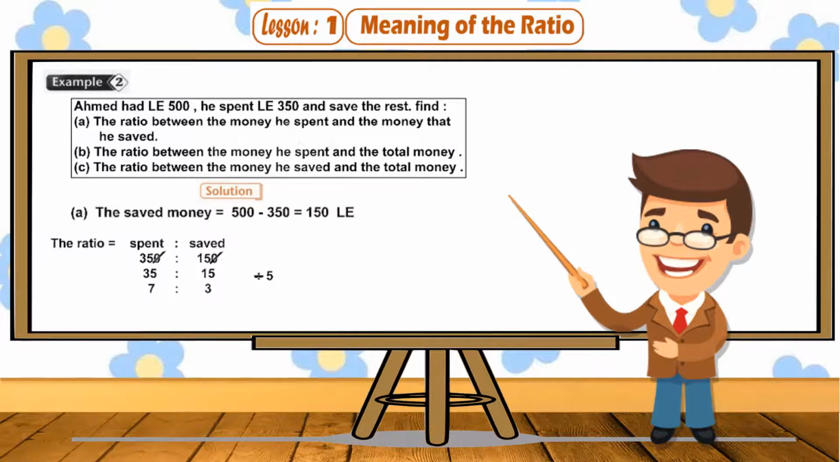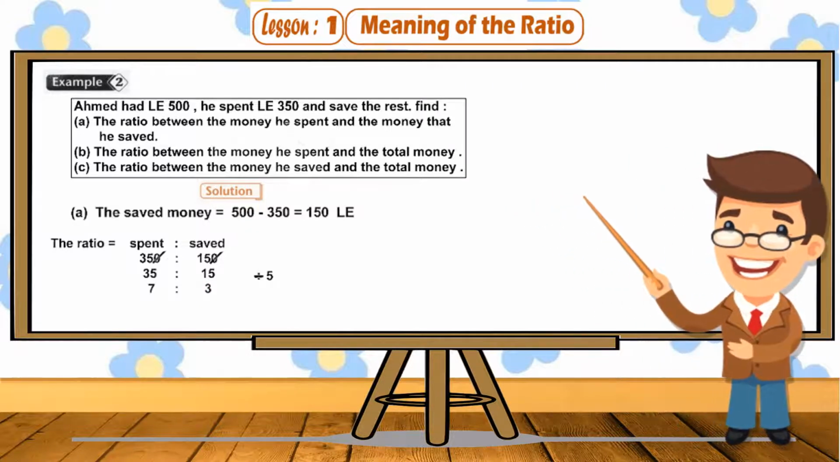Letter B. The ratio between the money he spent and the total money. The money he spent 350, the total money 500. Let's remove 0 with 0, the remaining 35 to 50. 35 and 50 in table 5. So 35 divide 5 7 and 50 divide 5 10.